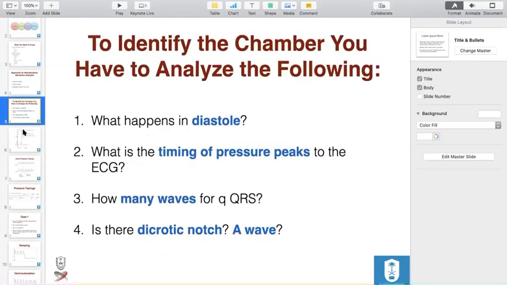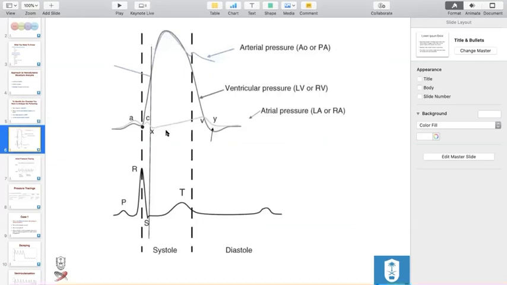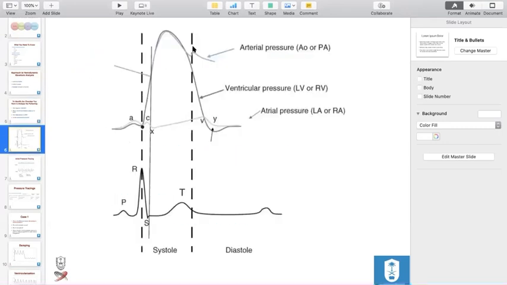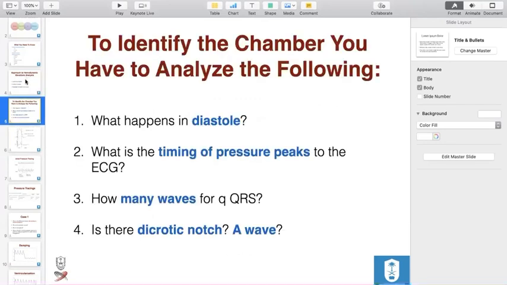The timing of pressure peaks: this is happening within the ST-T segment. The V wave and the A wave are usually outside of that ST-T segment. Is there a dicrotic notch? In arterial wave, you always have a dicrotic notch, well, not always, but you will have. The other pressure tracings, the ventricular and atrial, don't have it, but they have an A wave. The atrial pressure and the ventricular pressure both have an A wave. So this is the way to differentiate between the two. So that's what I needed you to know.